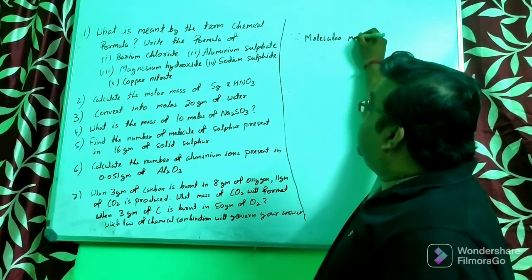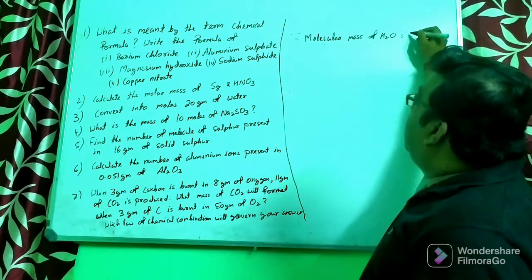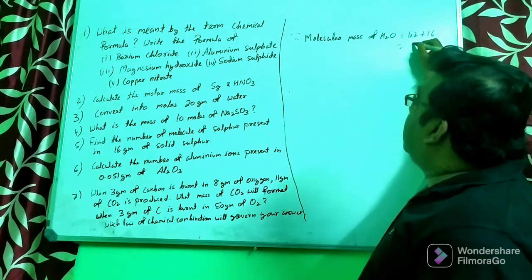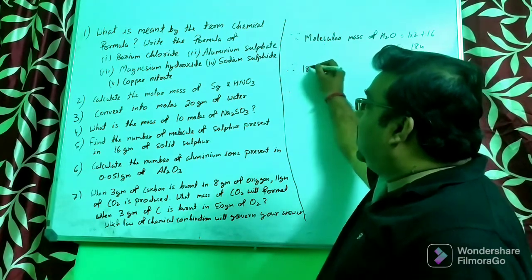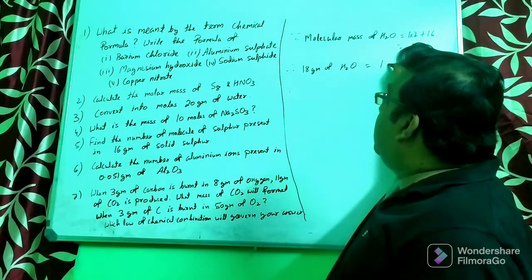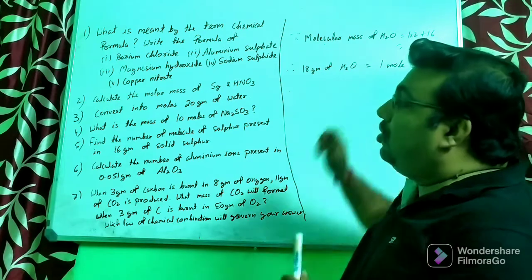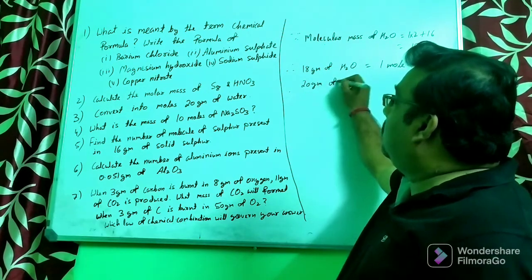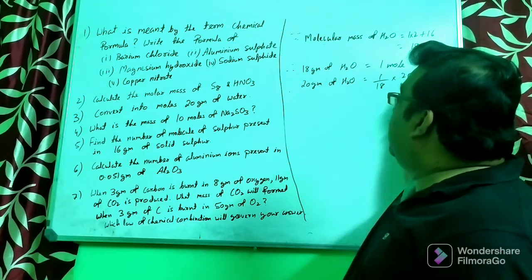The molecular mass of water, that is H2O, by simply adding atomic masses. So 1 into 2, hydrogen's is 1, so 2 atoms, 2 plus 16, so that is 18 U. Now that means 18 gram of H2O equals 1 mole. Molecular mass in gram equals 1 mole. So 20 gram of H2O is equal to 1 by 18 into 20.